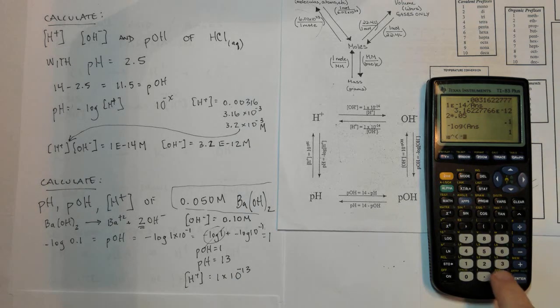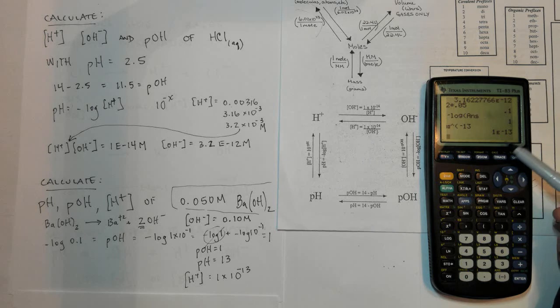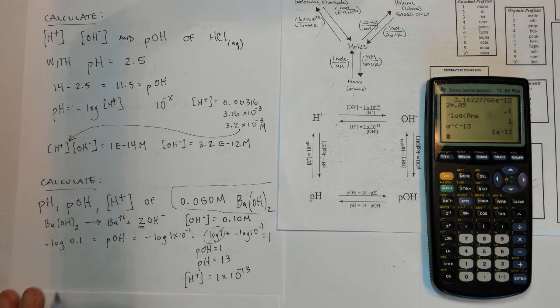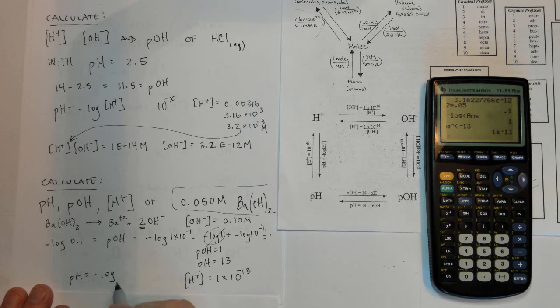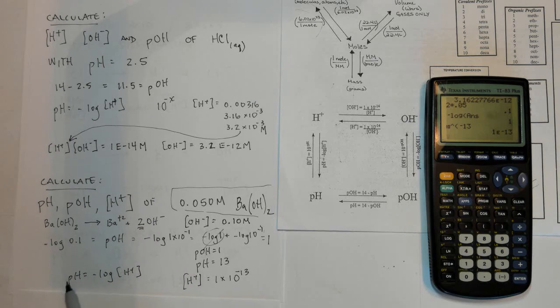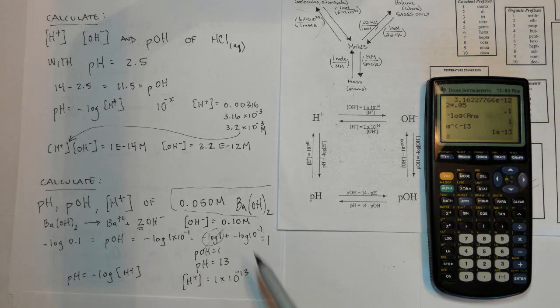And then we'll put in negative 13, and we'll get 1 times 10 to the negative 13th, because remember pH is equal to the negative logarithm of the H plus ion concentration. And so if I know the pH is 13, I have to take 10 to the negative 13th power, and there's my H plus ion concentration for this strong base solution of barium hydroxide. Good luck with your pH calculations.